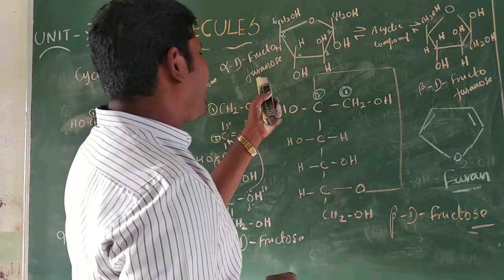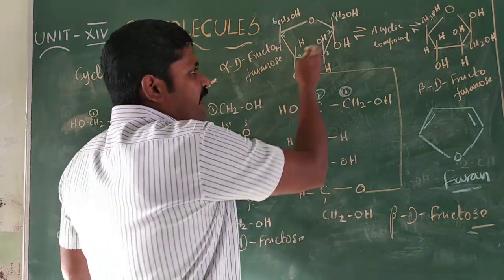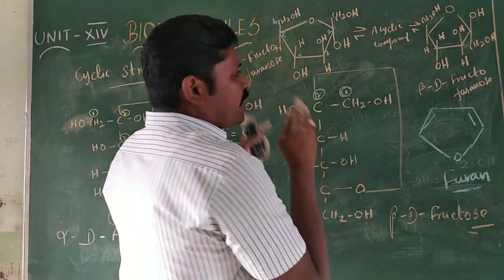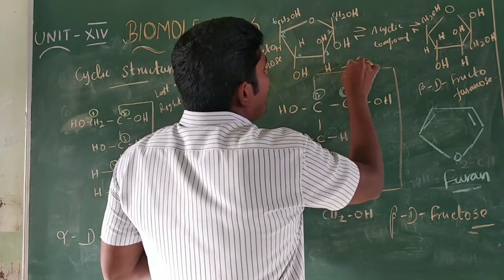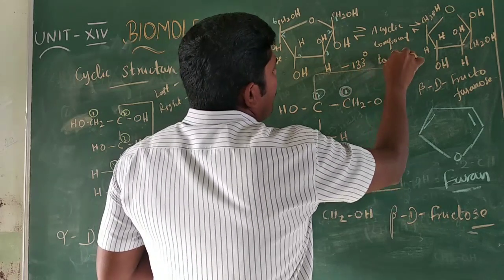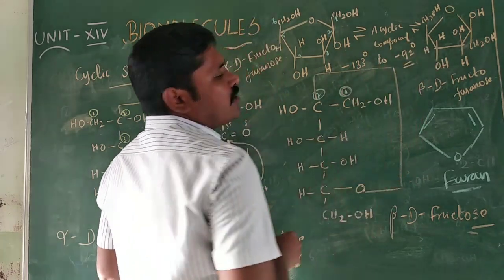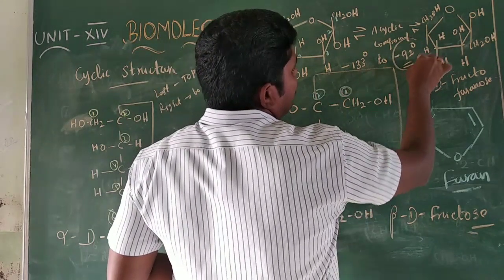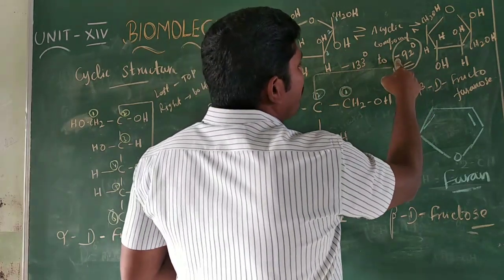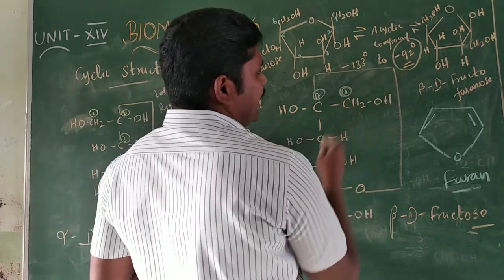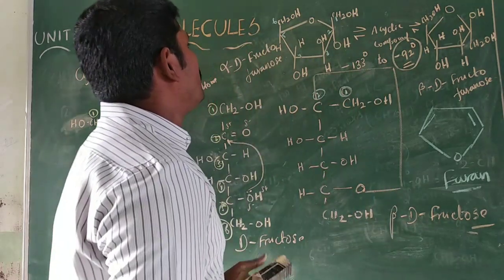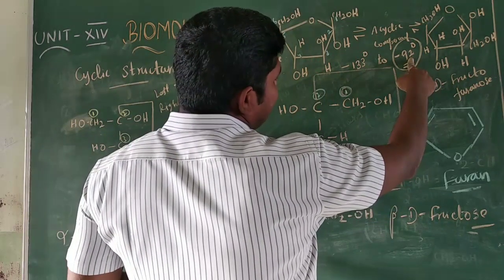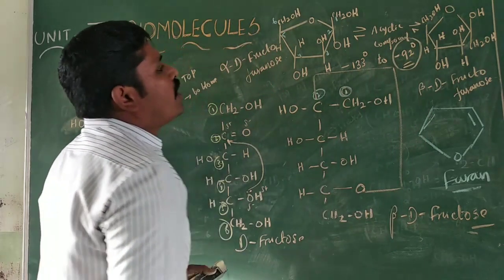When pure fructose, like any of the few sugars, is dissolved in water, the specific rotation changes from minus 133 degrees to minus 92 degrees at equilibrium. The constant specific rotation value is minus 92 degrees. The minus indicates anticlockwise rotation.